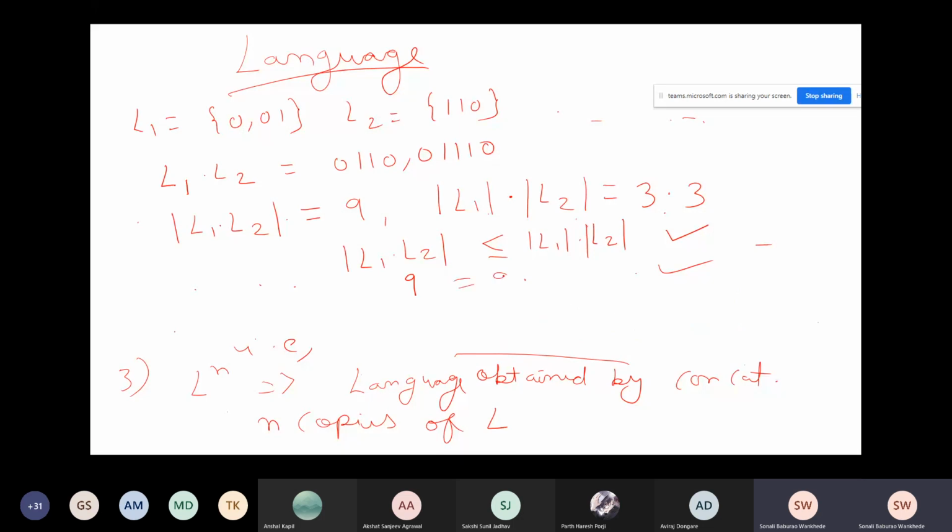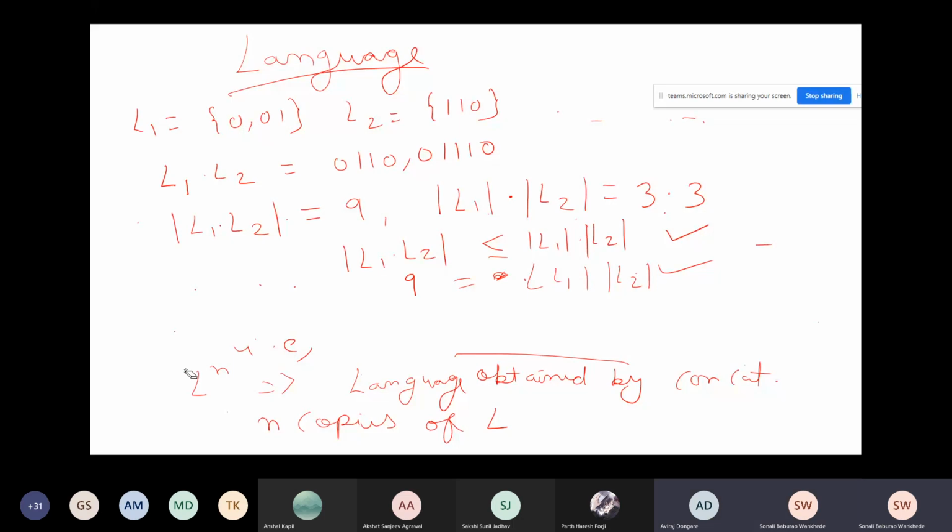So here also we have L1 and this is L2. This is what the overall definition says: the length of L1 L2, or the number of strings present in L1 L2, is always less than or equal to the product of the individual numbers, |L1|·|L2|. This is our definition. I hope that is clear.